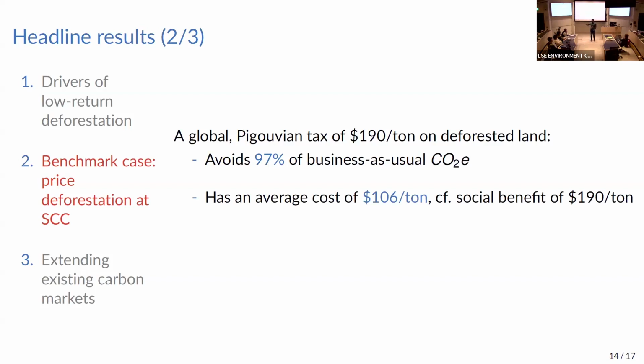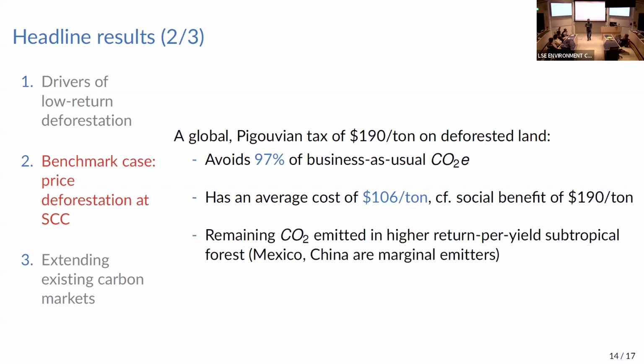So there's significant social surplus left over, even after accounting for these frictions, under the Pigouvian tax. It's not the case that I hit that super marginal producer where the cost is extremely high. The remaining carbon dioxide that is still emitted under this counterfactual is now emitted in places with higher return, I should say higher return per carbon dioxide, subtropical forests.